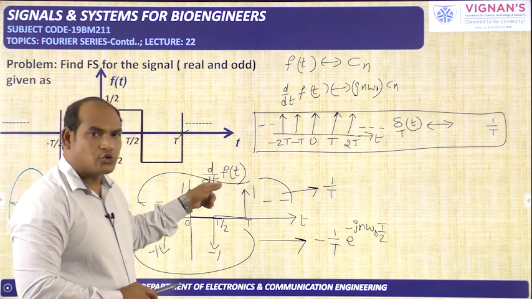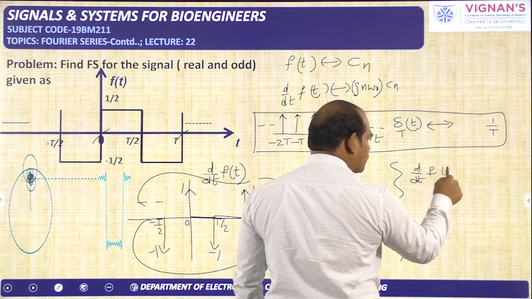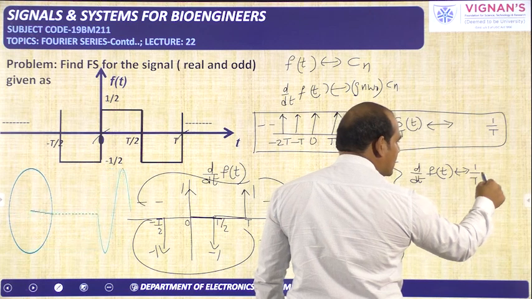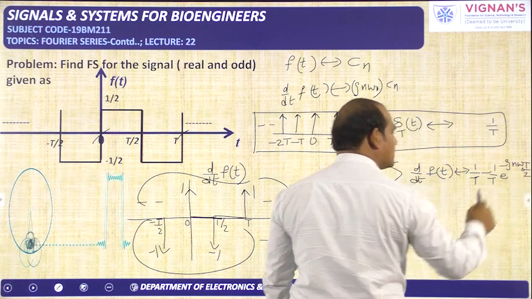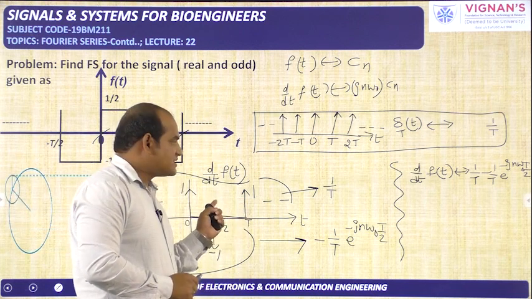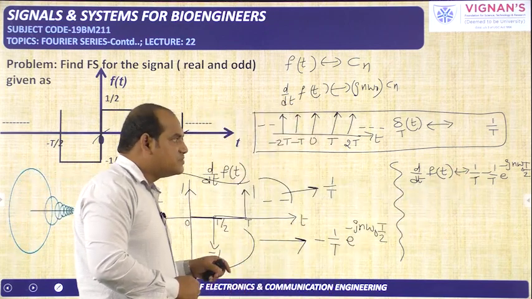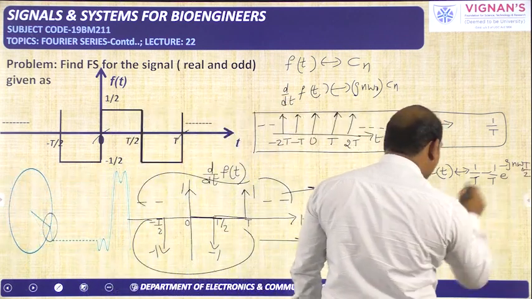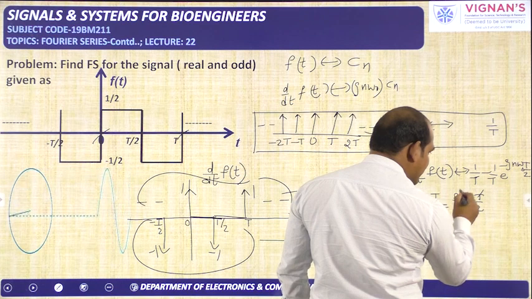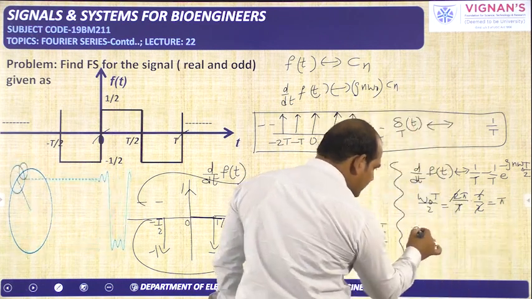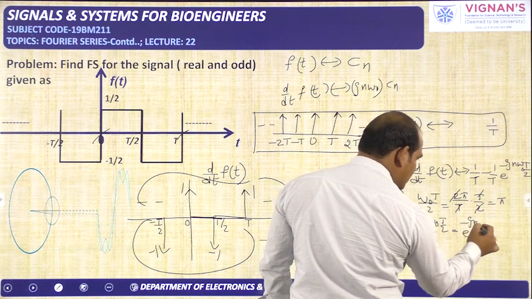If you add these two, you get the total signal d/dt of f(t). So d/dt of f(t) has the Fourier series coefficient 1/T - (1/T) e^(-jnω0 T/2). 1/T is obtained from the impulse train above the x-axis, and -(1/T) e^(-jnω0 T/2) from the impulse train below the x-axis. Now ω0 T/2 equals 2π/T times T/2, where T cancels and 2 cancels, so it is π. So e^(-jnω0 T/2) can be written as e^(-jnπ).